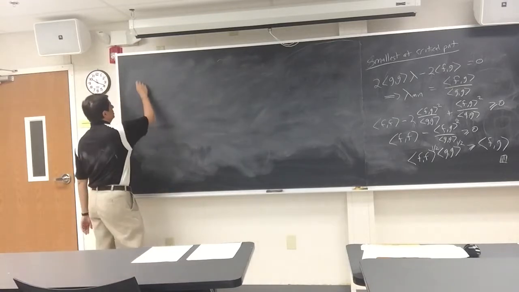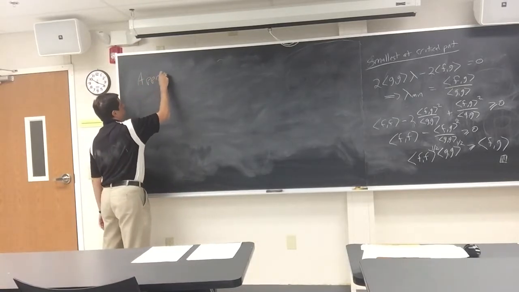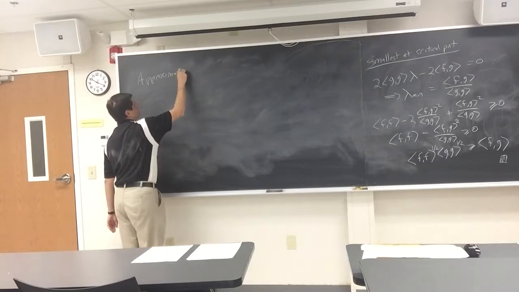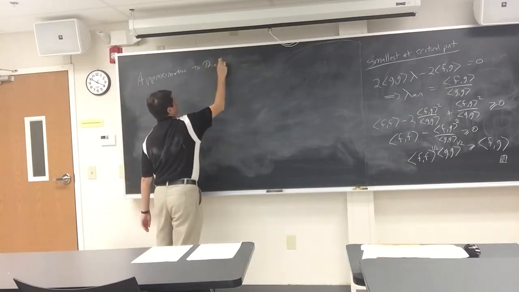So what I want to do now is what's called an approximation to the identity.